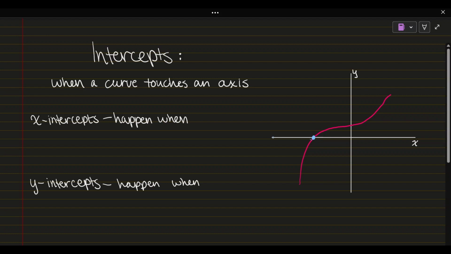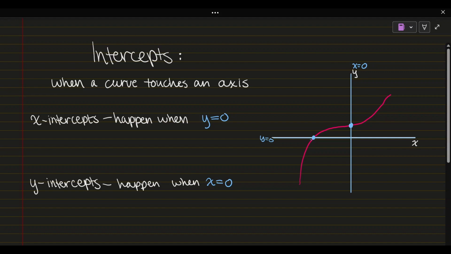Okay, but let's think about this for a second. If it's touching the x-axis, that's where y equals 0. So x-intercepts happen when y is equal to 0. If I have a y-intercept, which would be here, that means we're touching the y-axis, and the y-axis is all the points where x equals 0. So this is the line x equals 0. So y-intercepts happen when x equals 0.